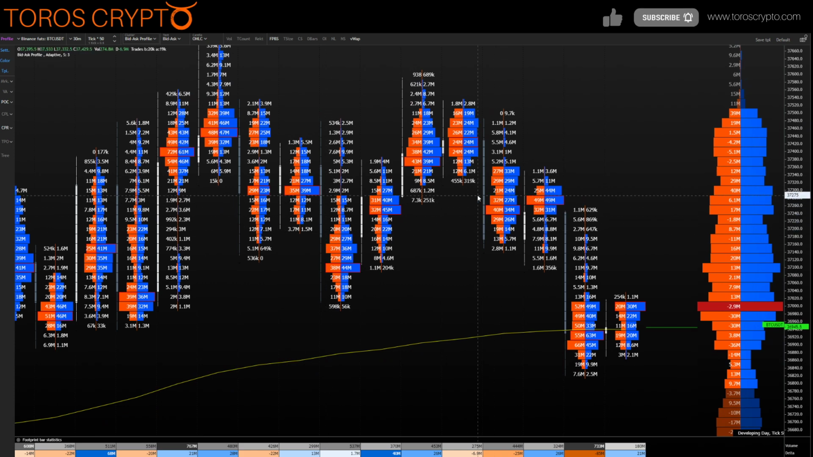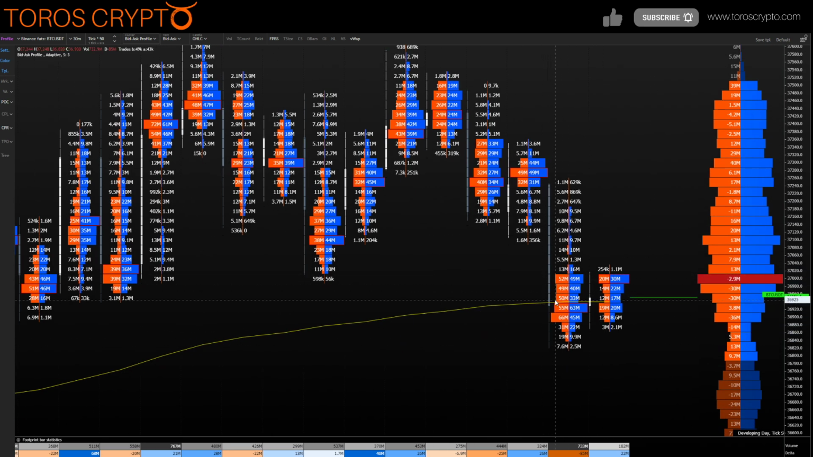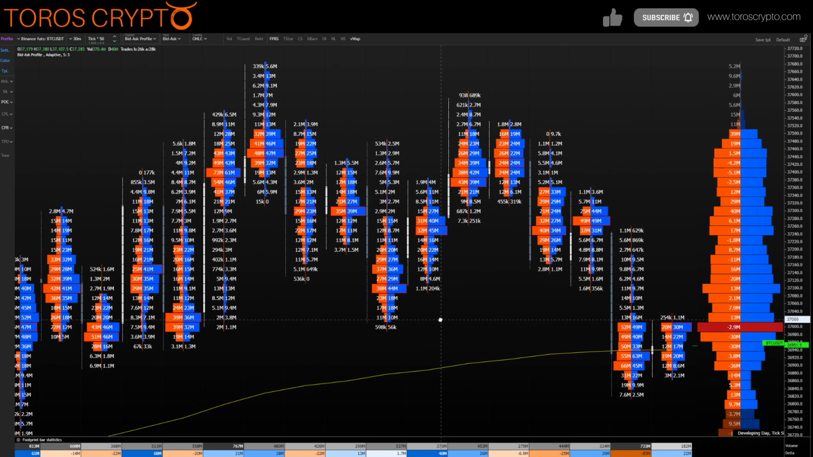Now, the other thing I want to cover quickly is looking at imbalances in particular. What I mean by that is the difference between the bids and the asks, the buyers and the sellers. If there is a significant difference between people selling on the left and buying on the right, that helps you to identify where trapped longs or trapped shorts, trapped buyers and sellers, may be on this chart.